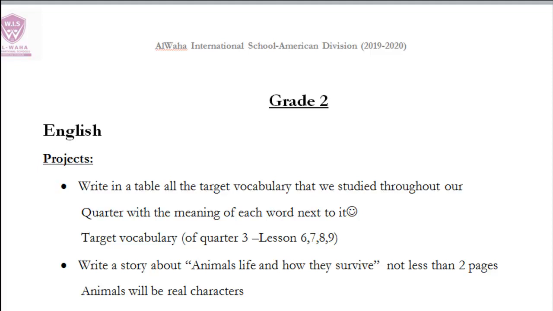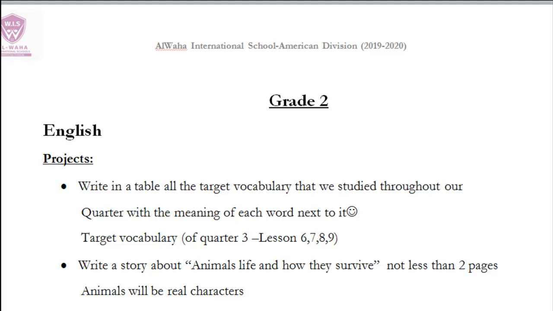You can show, or maybe a moral you can get out of this story, so that when anyone reads the story, he can get a moral from it. If you can put some pictures, it will be more suitable. Okay, so it's writing a short story about animals' life and how they survive. It will be 2 pages.